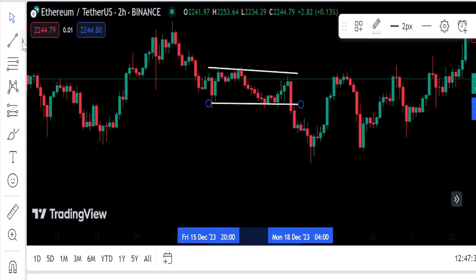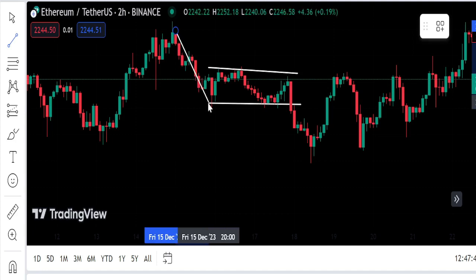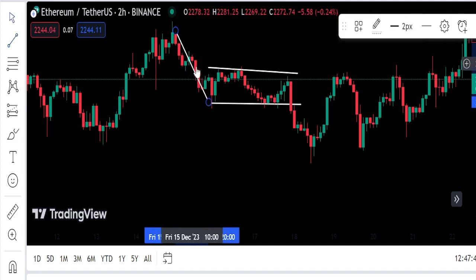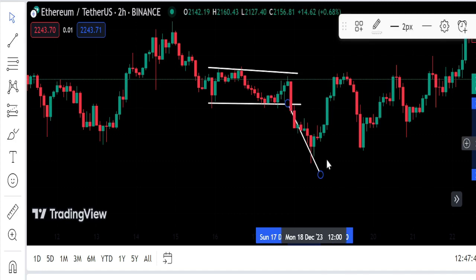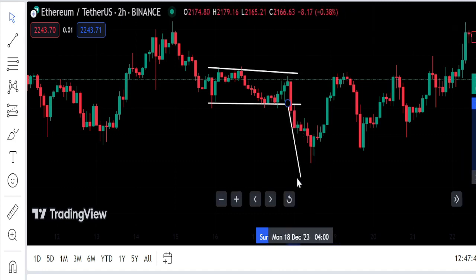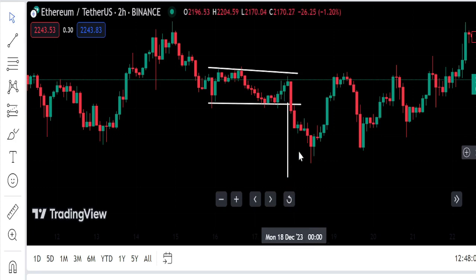So what will be our target price? Again, we already know that the distance from here to here will give us our price target. But then I always like to take my profit at the 50% level, and I can also take 25% and the remaining 25% at the end of this target.